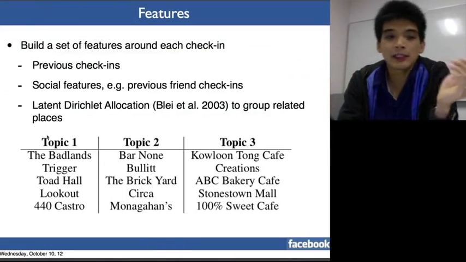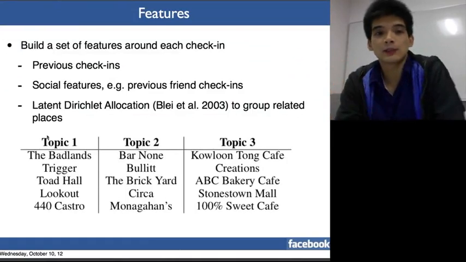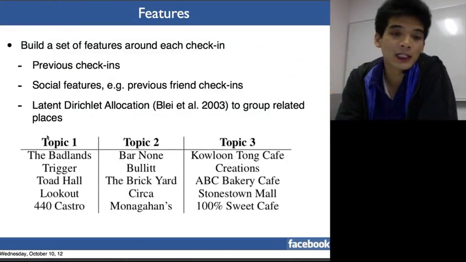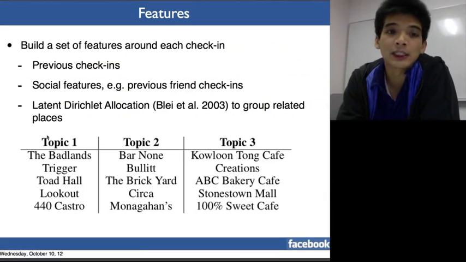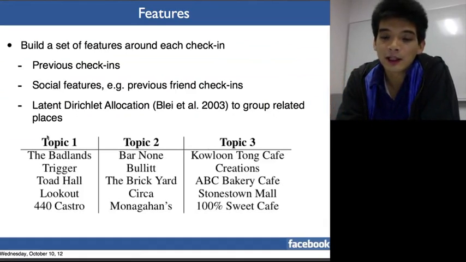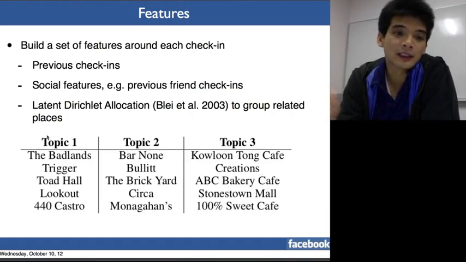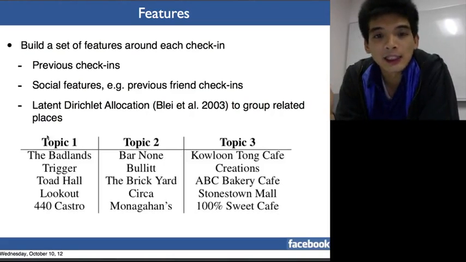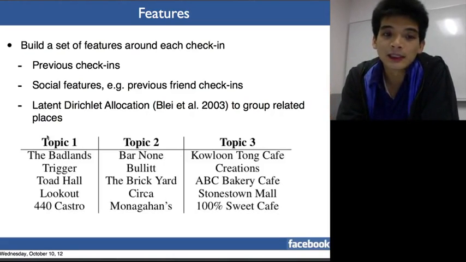Right, so in order to do this prediction, we use social network analysis to extract a lot of features to use in machine learning. For example, we use previous check-ins that you have. We also use all the previous check-ins that your friends have done recently. And as a preliminary data analysis, we used an algorithm called LDA, latent Dirichlet allocation, to group related places.